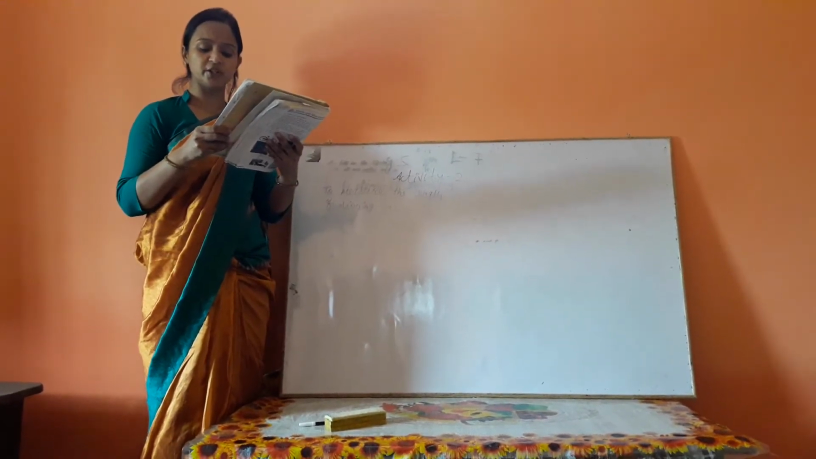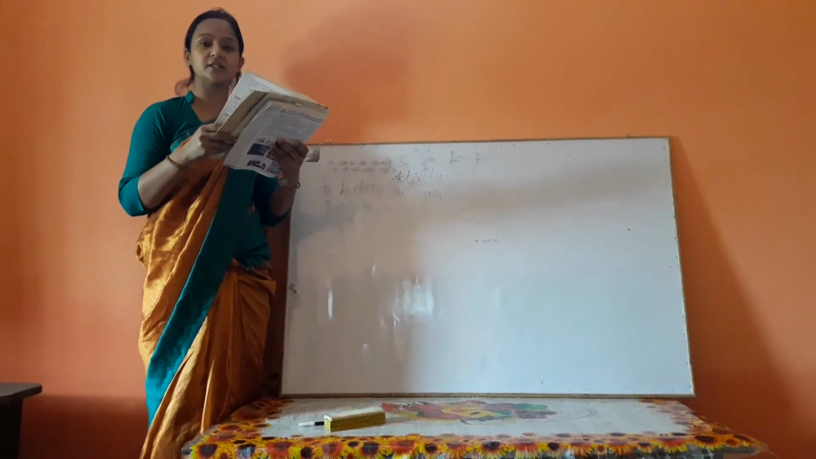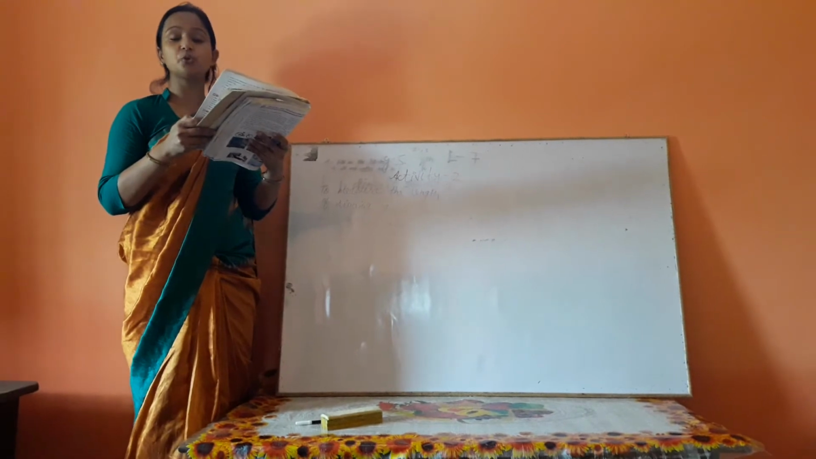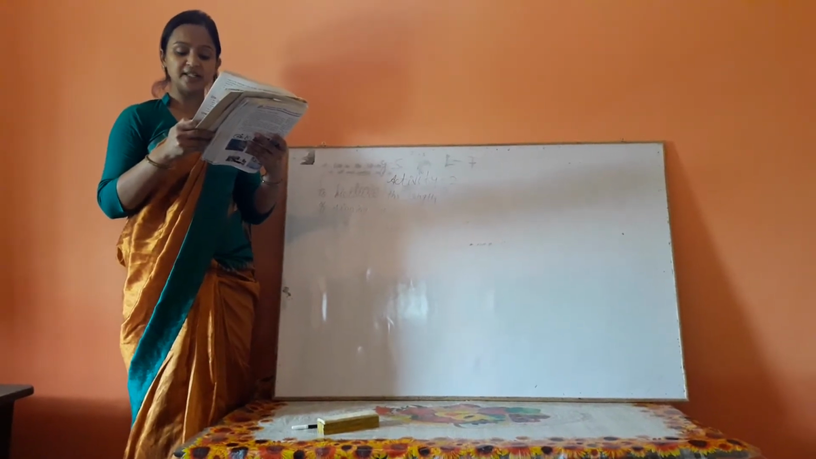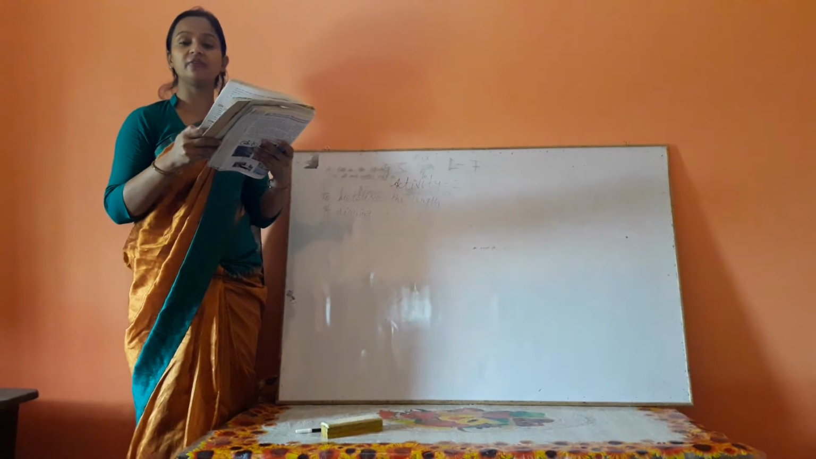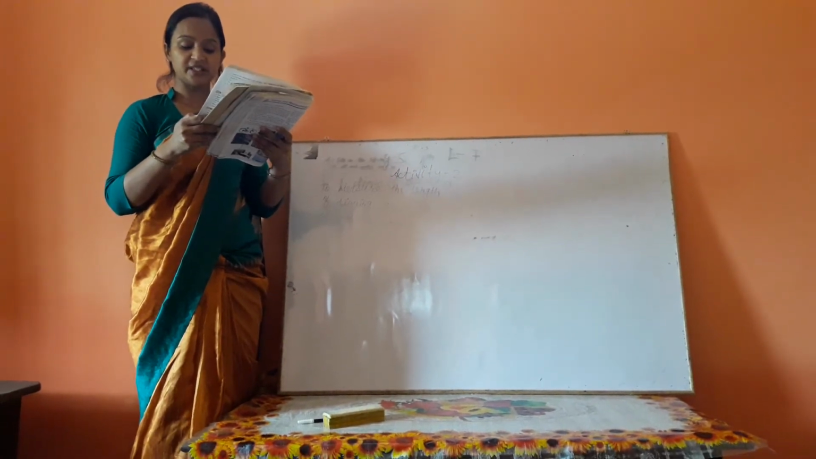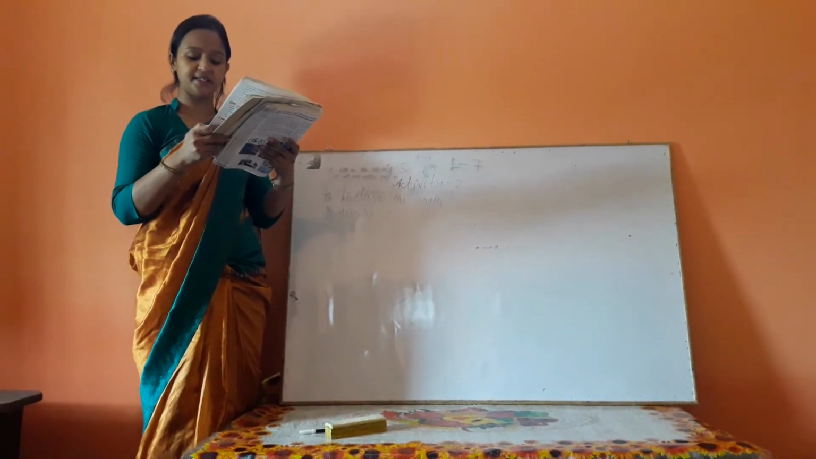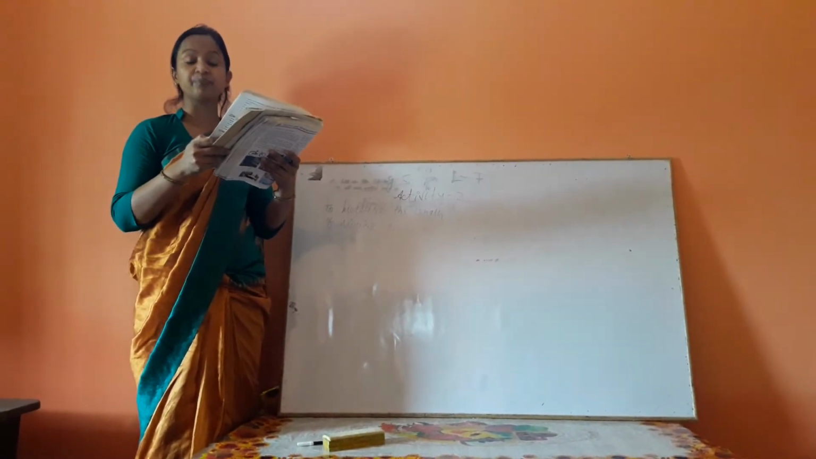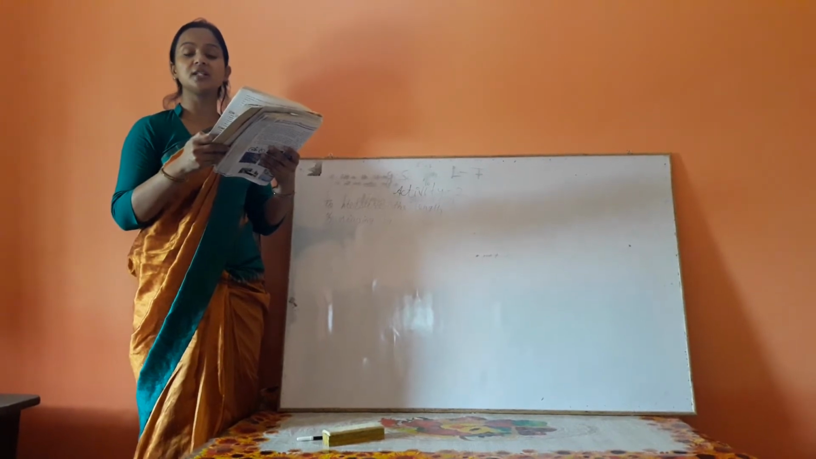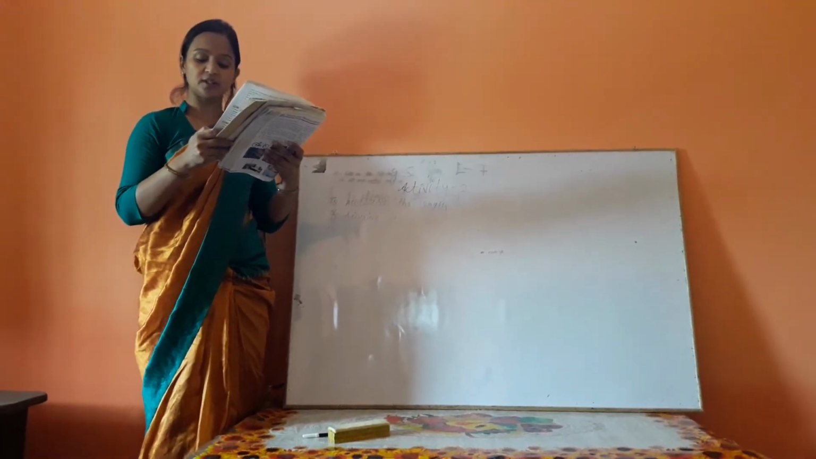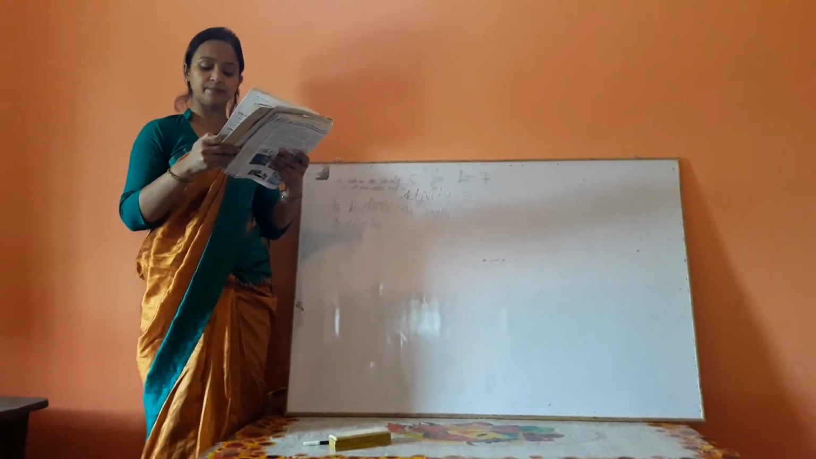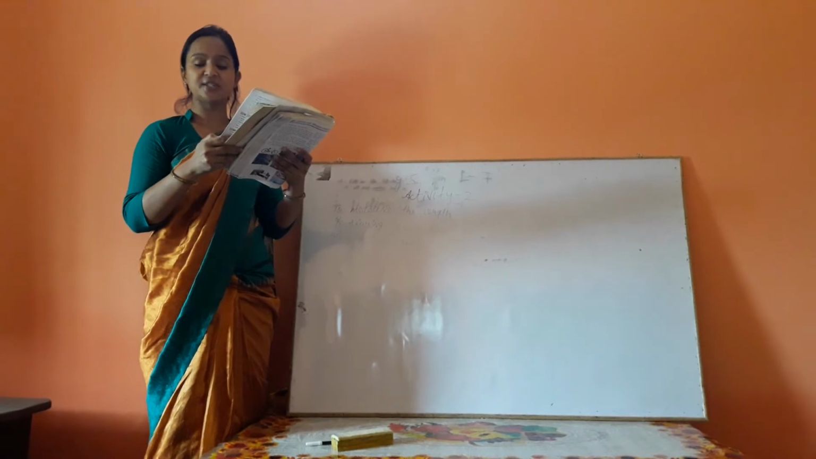Now we are in a position to answer what is measurement. What is measurement? The comparison of an unknown quantity with a known fixed quantity of some kind is called measurement. The known fixed quantity is called the unit.